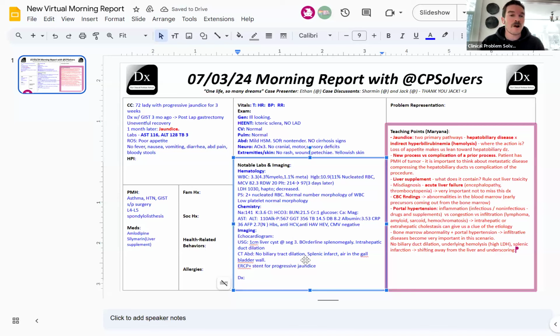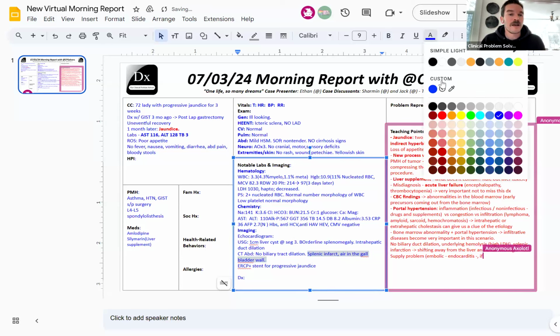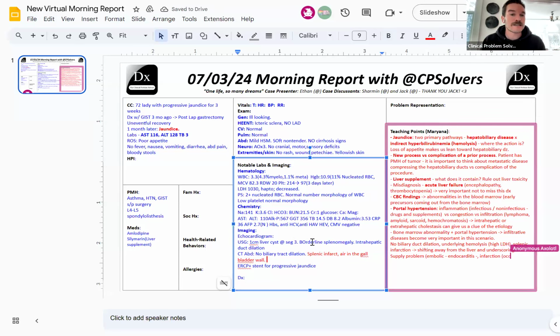Supply problems are going to oftentimes relate to embolic phenomena to the spleen, like you can see with endocarditis. It may relate to vascular issues. So, for example, a splenic artery occlusion or a splenic artery dissection. And then sometimes individuals actually have problems with the plasma flowing through the vasculature, for example, if they have a hypercoagulable state.